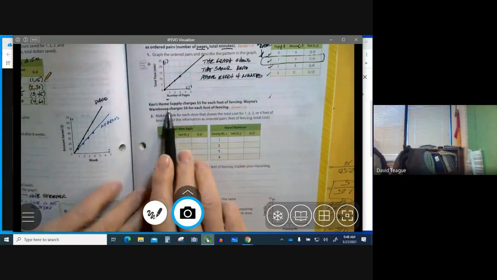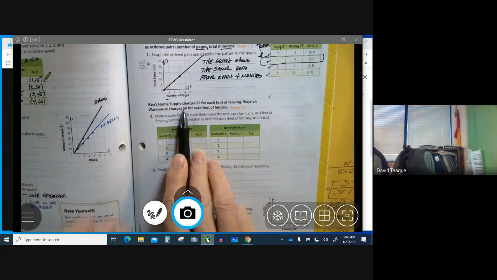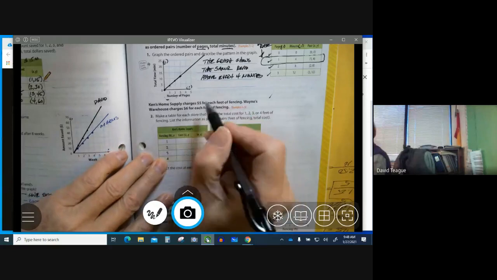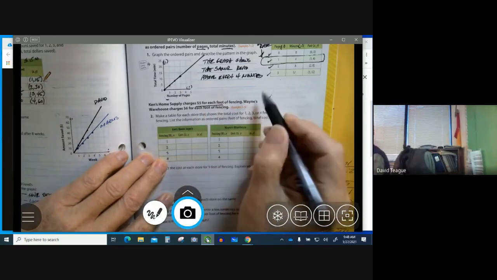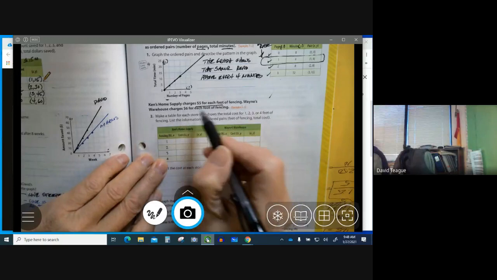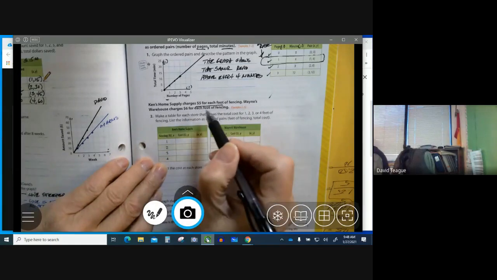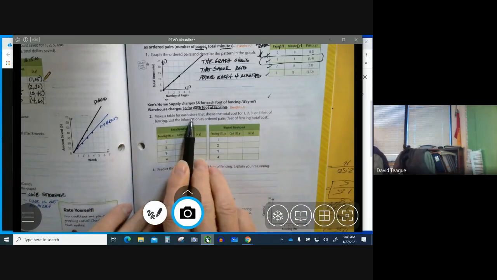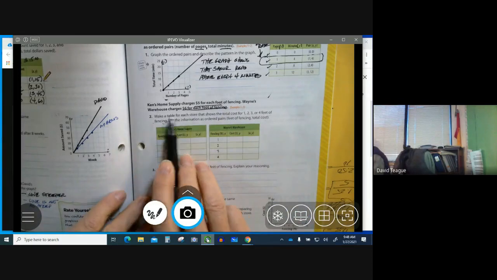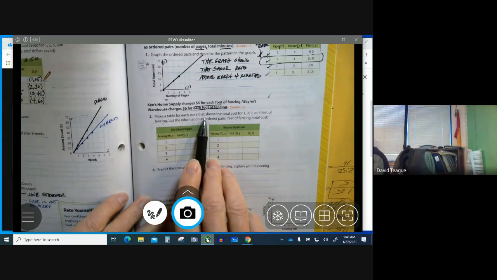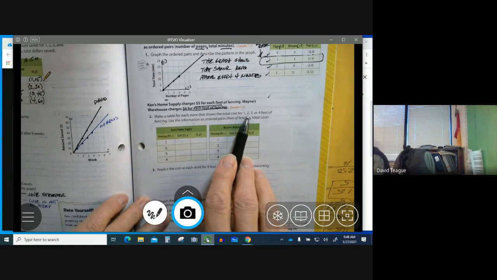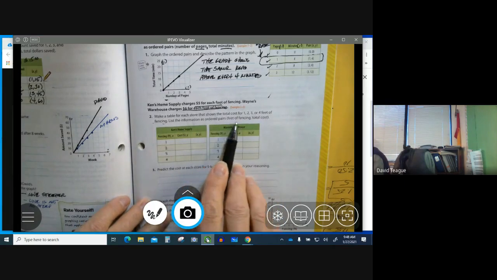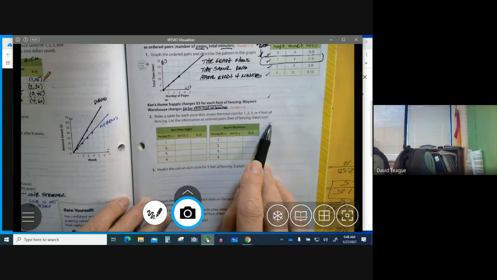Next one, Ken's Home Supply charges $5 for every foot of fencing. So $5 for each foot. Wayne's Warehouse charges $6 for each foot of fencing. Okay, make a table for each store that shows the total cost for 1, 2, 3, and 4 feet of fencing. List the information as ordered pairs, feet of fencing, and total cost.